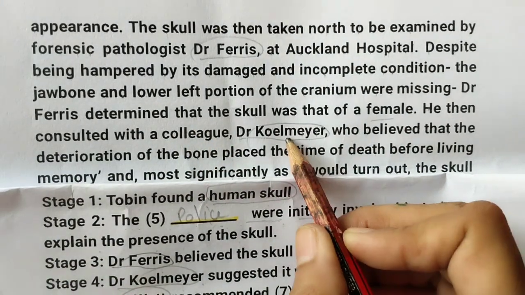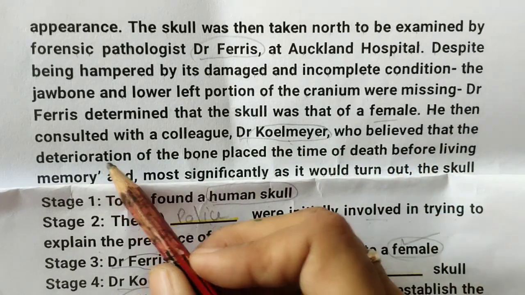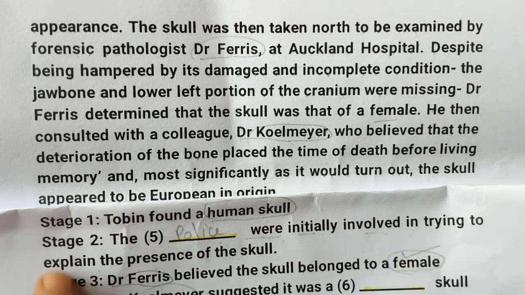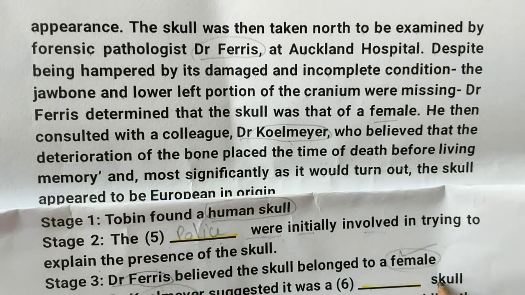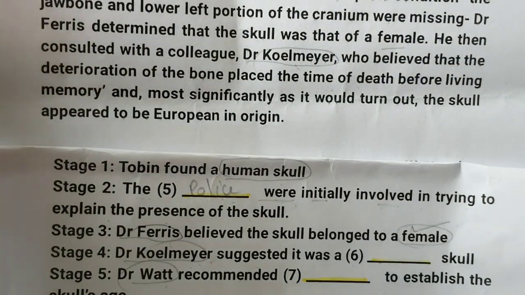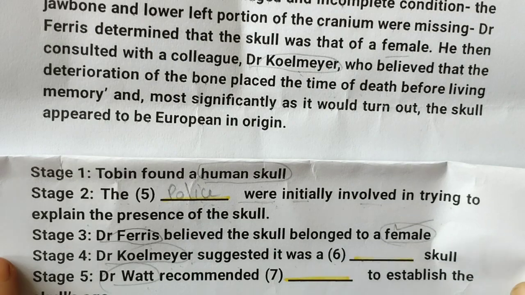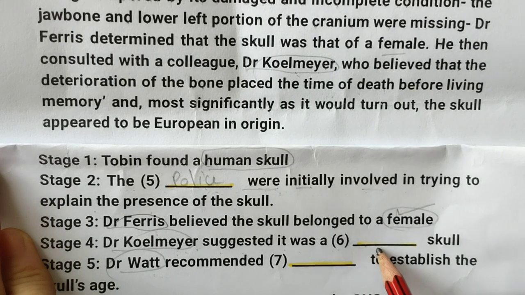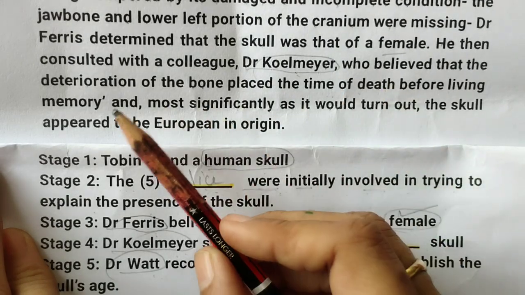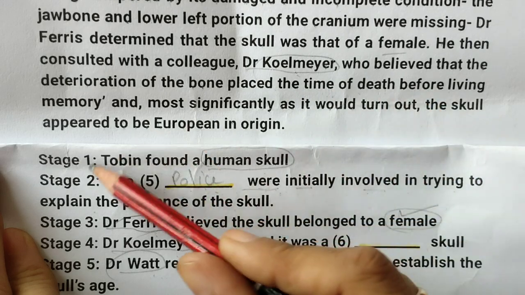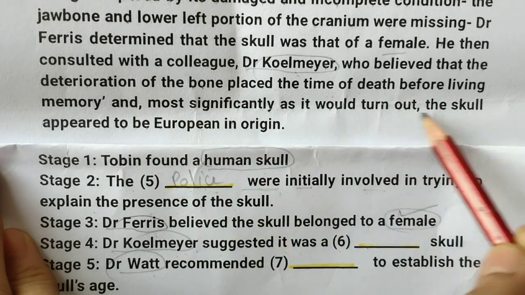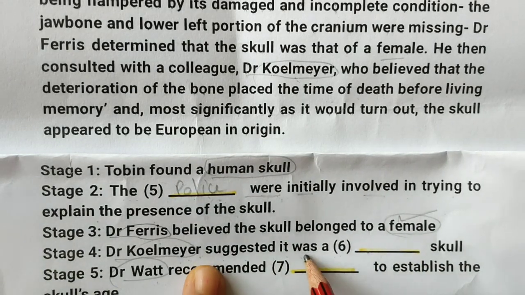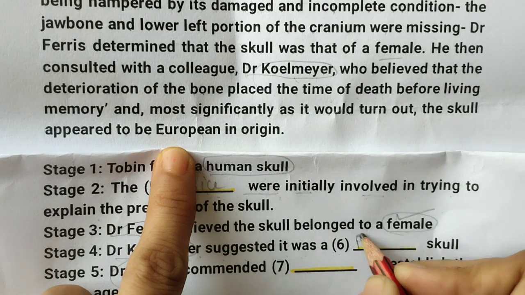Now coming to this doctor, this Mayer, who believed that the deterioration of the bone placed the time of the death before living memory. Okay, suggested it was a dash skull. So I am showing you the full location. You can just decide your answer also. Coyle suggested that it was a dash skull, who believed that the deterioration of the bone placed the time of the death before living memory. Most significantly, it would turn the skull appear to be European in origin. So what should we write? Suggested it was a European skull.